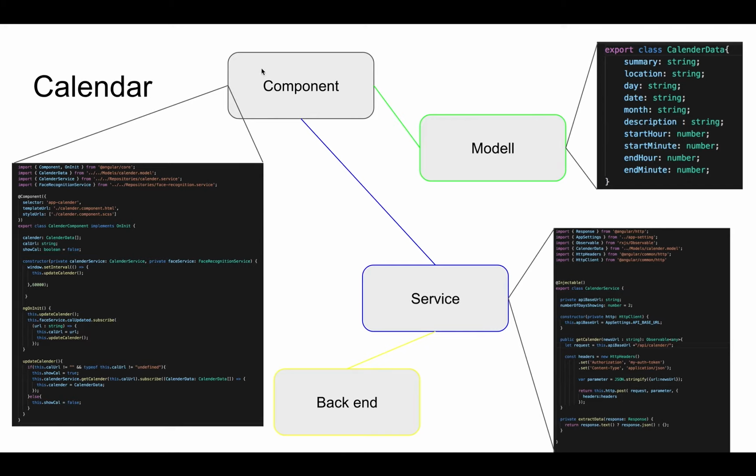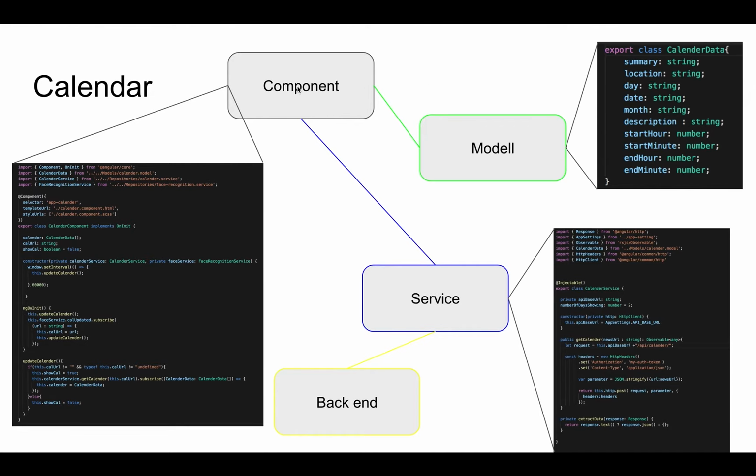class. This component class creates a variable of the model class, and the model class is pretty much a template which tells the component class that if you want to create an object from this class, then this object needs to hold all of these values. So these are the values that each calendar object holds.